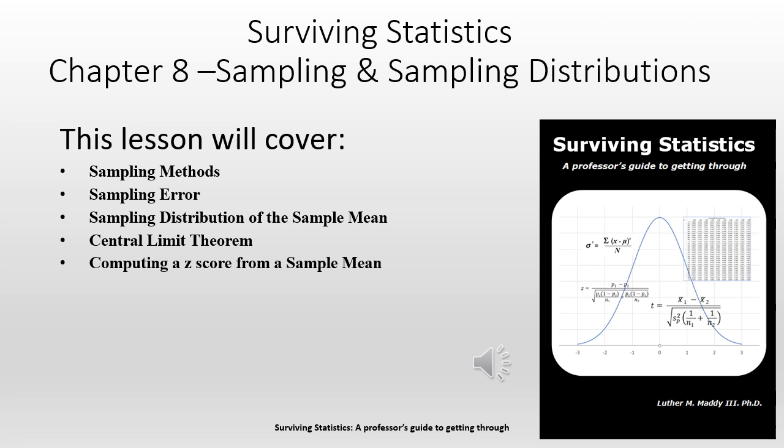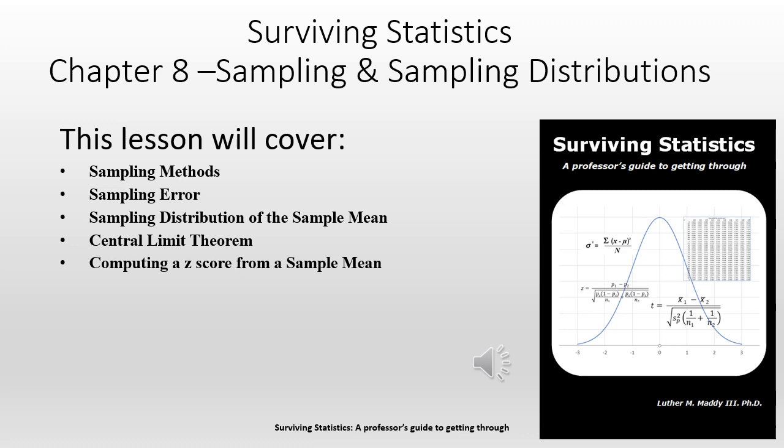Beginning in the first chapter, we talked about using samples versus population. So finally in this chapter, we're going to talk about how to actually do some sampling, how to choose the individuals, two different sampling methods. We'll talk about errors that occur when you sample. We'll talk about sampling distribution of the sample mean, the Central Limit Theorem, and how to compute a z-score based on a sample mean as opposed to a population value.